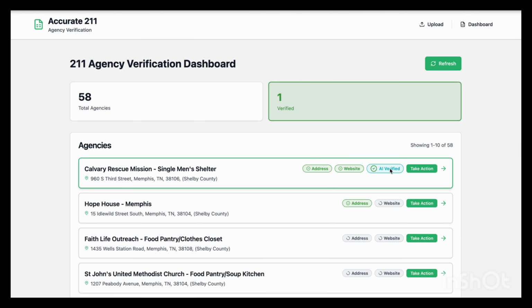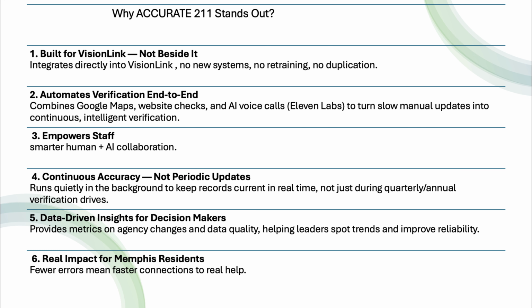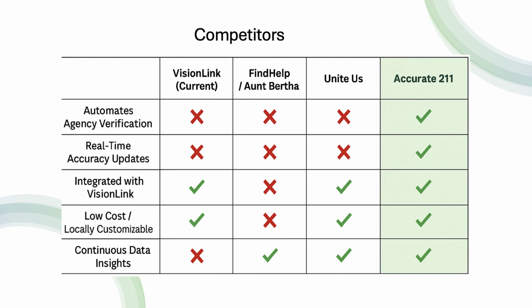So why exactly does Accurate 211 stand out? Because it's not another tool. It integrates with Vision Link, the current system, and it doesn't replace the staff. It strengthens their work, provides data-driven insights for decision makers, and it really brings impact for Memphis residents. And these are the competitors for us, and Accurate 211 stands out against all the competitors. Thank you very much. We are for Memphis, and this is Accurate 211. Thank you.